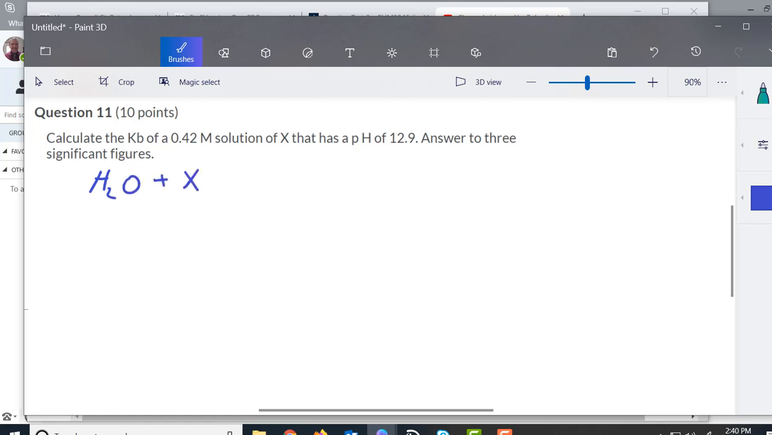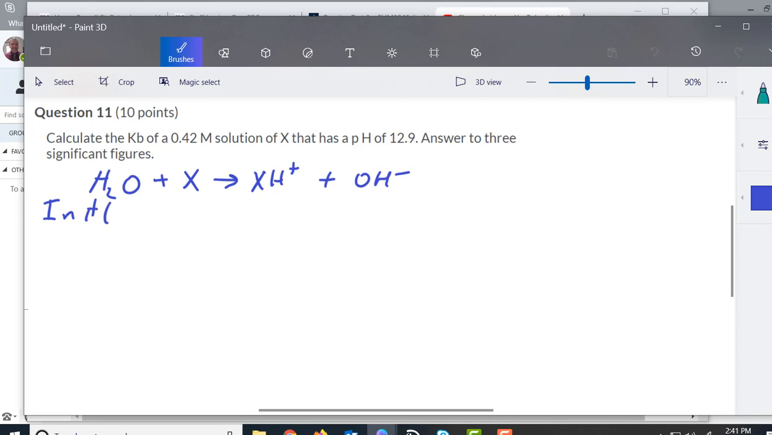That's because we know that if it's KB, we're talking about production of OH minus. That OH minus has to come from somewhere, and in this case, it's going to come from the water. Now, the advice I had given you when writing out these equations was that whenever you're dealing with KB, you take off OH minus, and whatever's left, the X here, will get H plus. So it'll be XH plus.